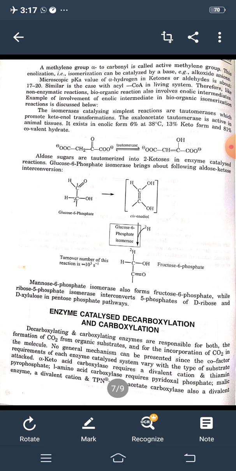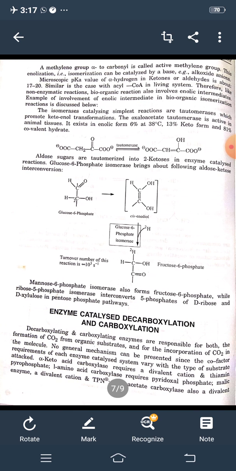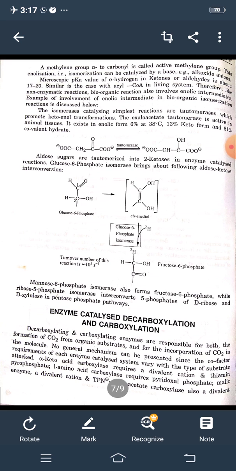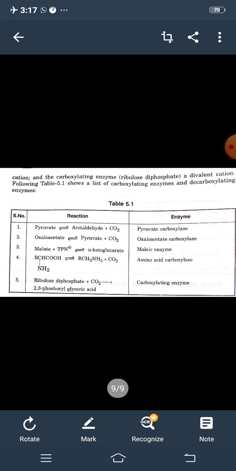Now enzyme catalyzed decarboxylation and carboxylation. Decarboxylation and carboxylation enzymes are responsible both for the formation of carbon dioxide from organic substrate and for the incorporation of carbon dioxide in molecules. So no general mechanism can be presented, since the cofactor requirement of each enzyme catalyzed system varies with the type of substrate attacked: alpha keto acids, divalent cations and then thiamine pyrophosphate like this. These carboxylation enzymes, ribose diphosphate and divalent cations are given in the following table 5.1.